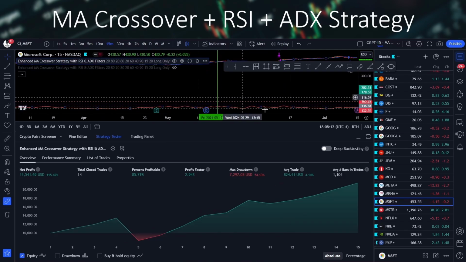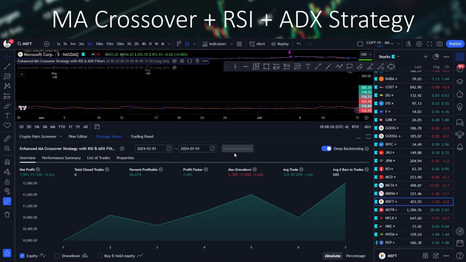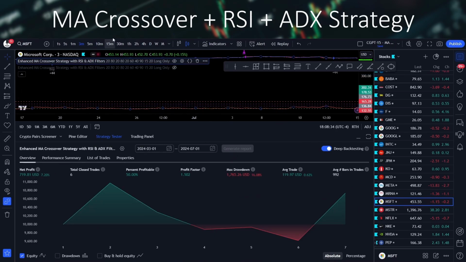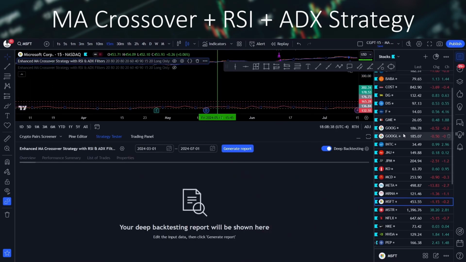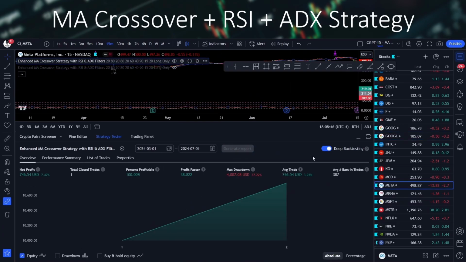But let's take a look on the other script. 10 minute is 1 trade. 5 minutes, 6 trades and profitable. 3 minute is profitable too. What about Google? It is profitable. Meta, that's profitable too. Now, this optimization and this script looks to perform much better.